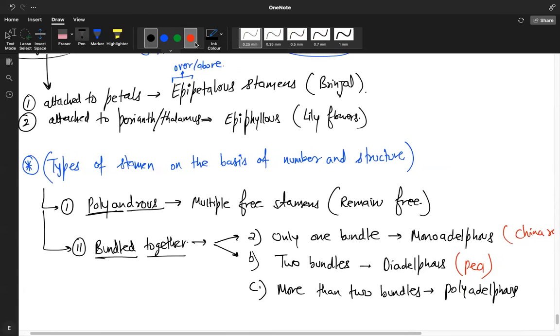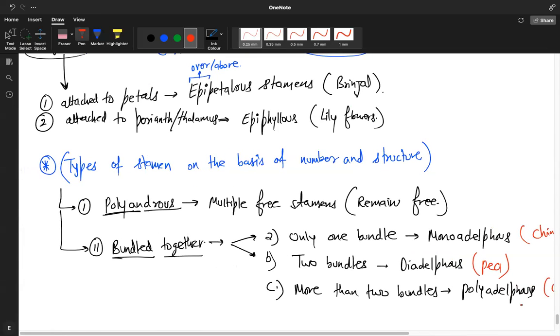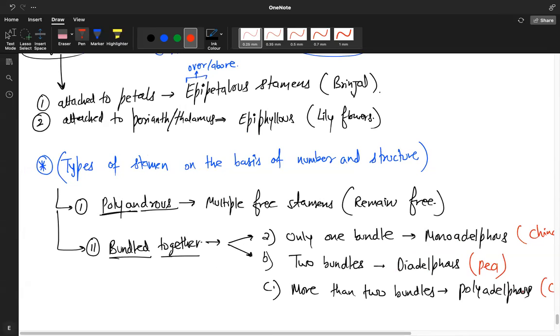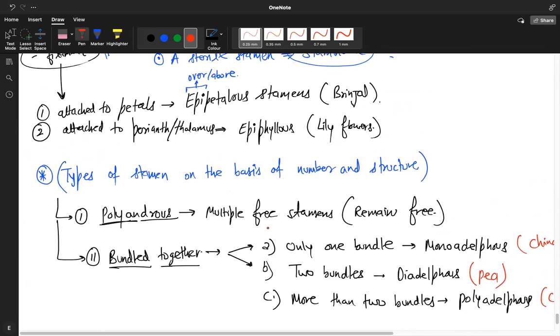And the examples are all the citrus: orange, lemon, Mosambi. All of these are polyadelphous. Now, what is the difference between polyandrous and polyadelphous? You think for a moment and then Aisha will answer. Are they the same? Are they different?